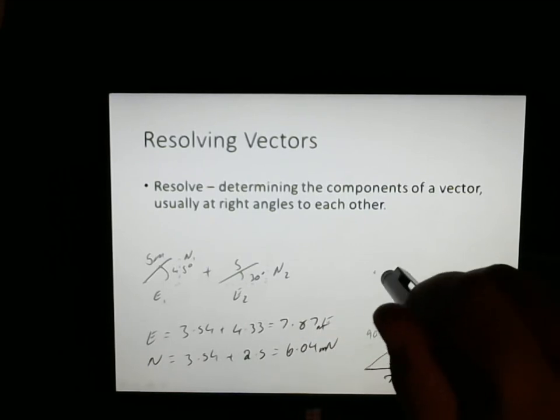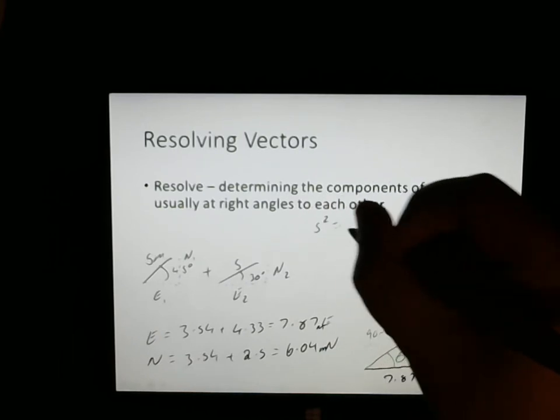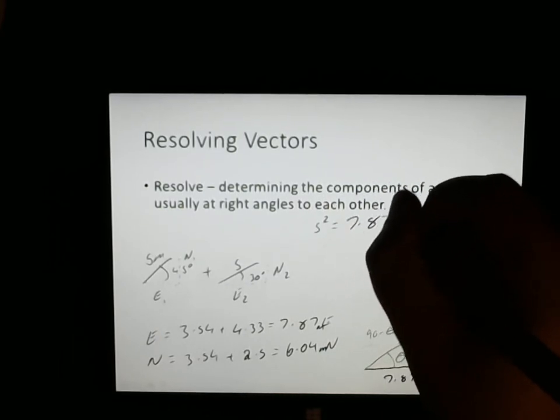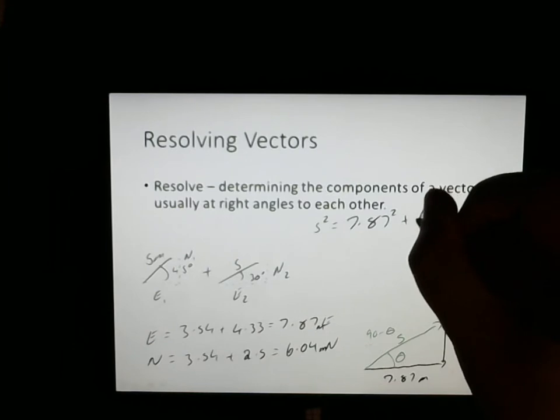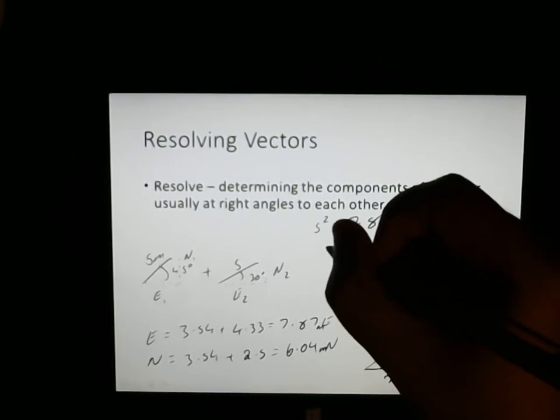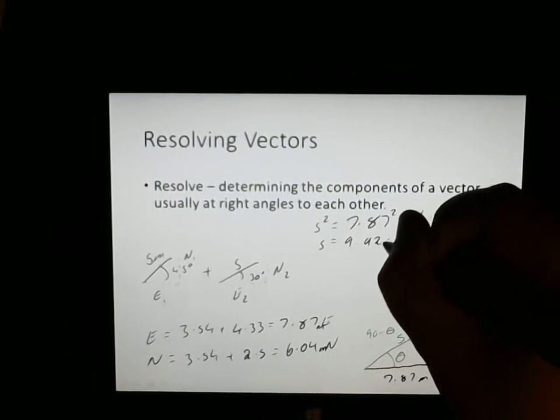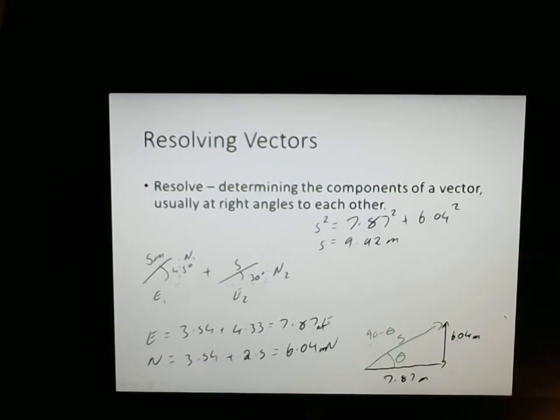Okay, so to work out S, we know that S squared equals 7.87 squared plus 6.04 squared from our Pythagorean theorem. We don't need to write the theorem first, we're not getting tested on that. We do need to show this because we're showing our calculation. And that gives us an answer, S equals 9.92 meters.